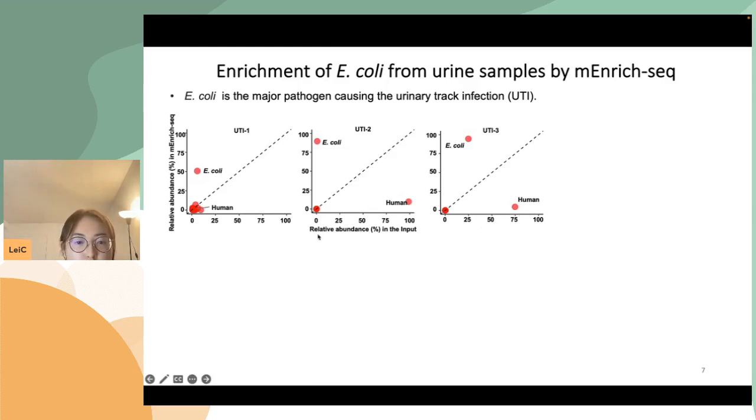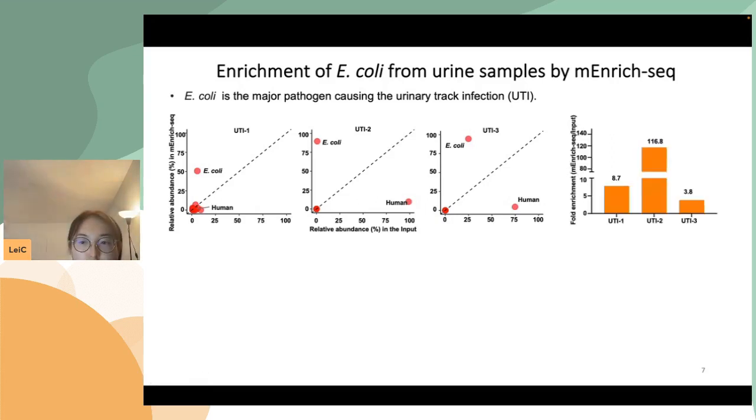This is a scatter plot. The x-axis stands for the relative abundance of the species in the original sample, while the y-axis represents the relative abundance after using mEnrich-seq. So with mEnrich-seq, we can significantly enrich the E. coli as high as 116-fold, reaching 90% relative abundance.